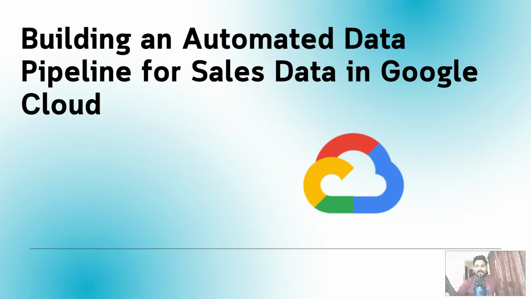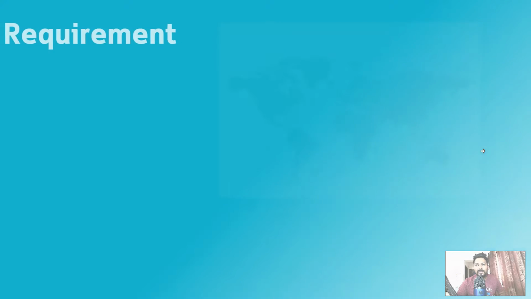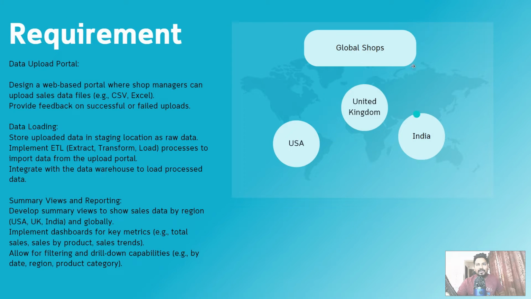As an architect or as a data engineer, we get a requirement of what we need to build as a data analytics project. Similarly, in this case also we got some requirements. I created one dummy requirement so you will understand how a real-time project works. Let's say we have one requirement for this data management system we have to build. This is our global shops, available in the USA, the UK, and India.